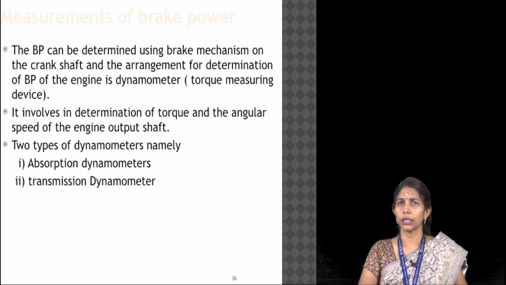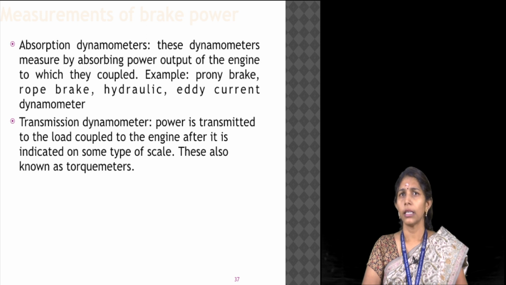Next is to measure the brake power. There are two types of dynamometers used to measure brake power: one is the absorption type and the other is the transmission type. The absorption type dynamometers absorb some portion of the power output when they are coupled to the engine. Examples are the eddy current dynamometer, rope brake and hydraulic dynamometer. Whereas in the transmission type dynamometer, power is transmitted to the load coupled to the engine after it is indicated on some type of scale. You also call them torque meters.